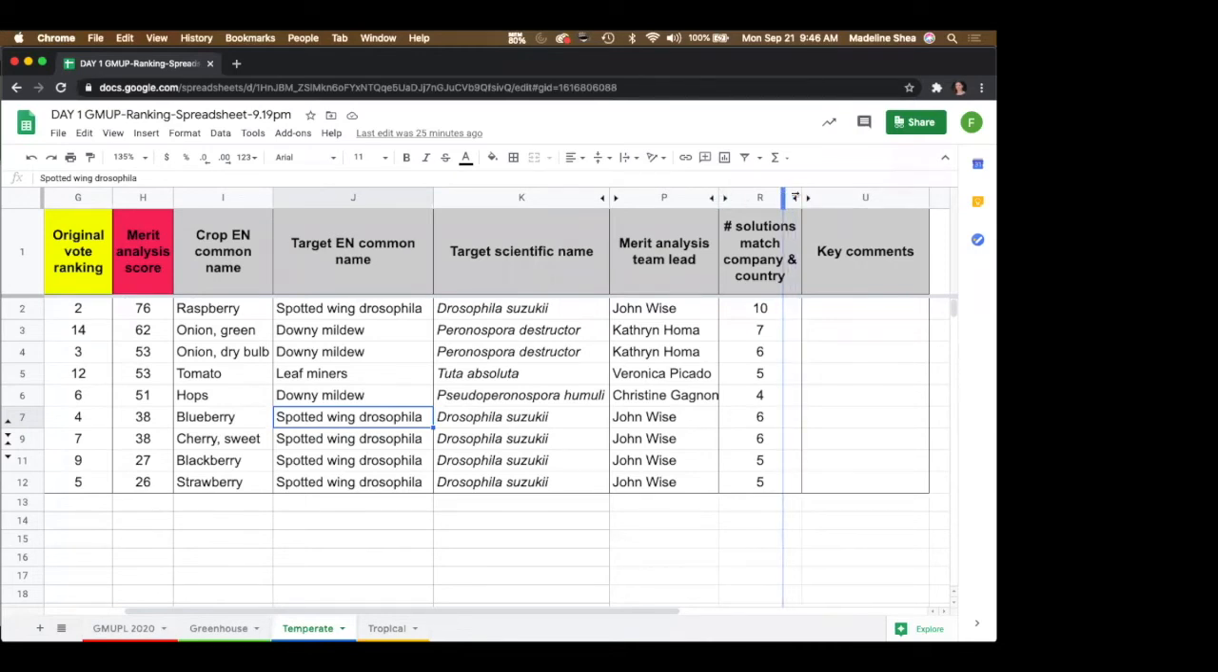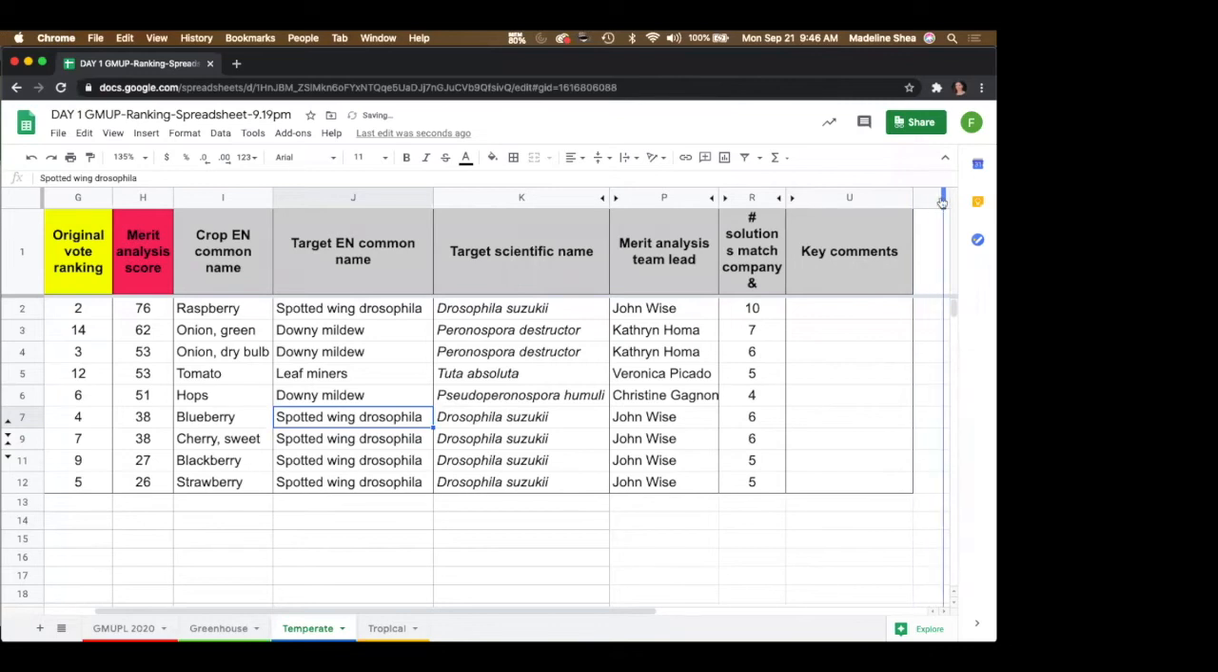Before I open up for some comments, I do have one practical question for our leadership, and that is the question of whether or not the dry bulb onion falls into the same crop group as green onion, or do they really need to be seen as completely separate projects, where one would not benefit the other?